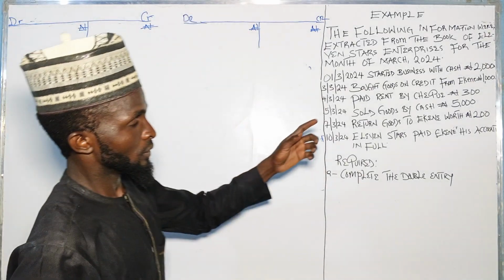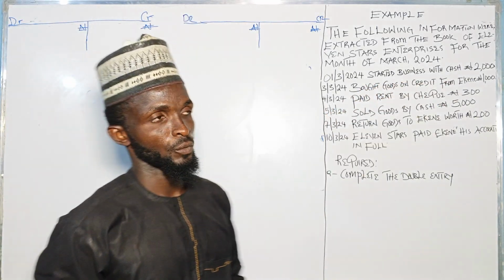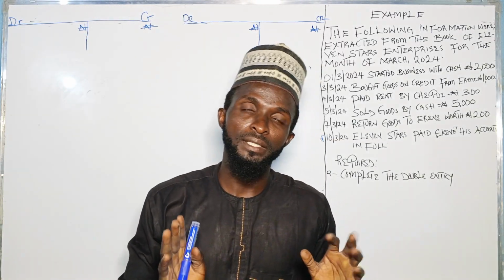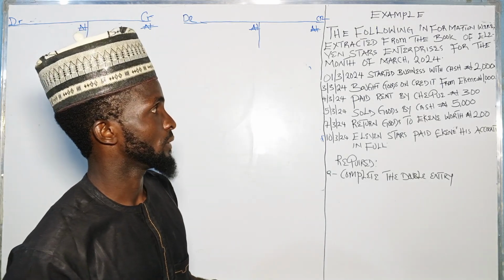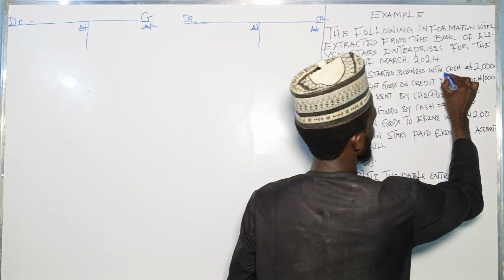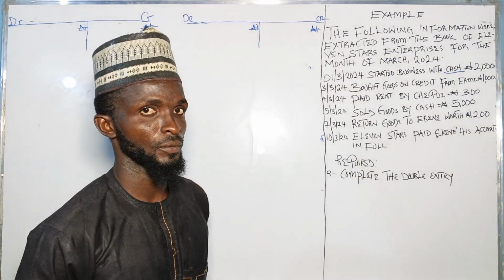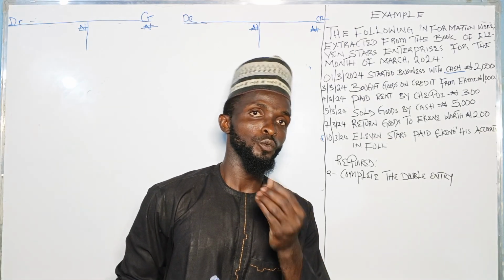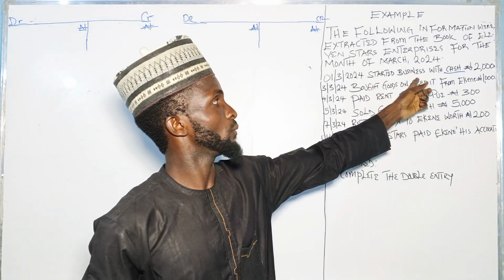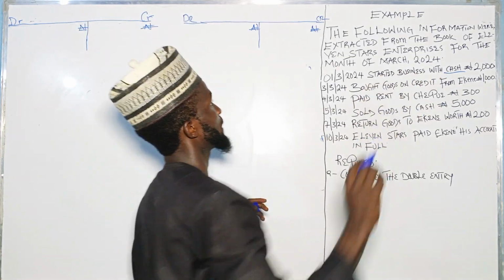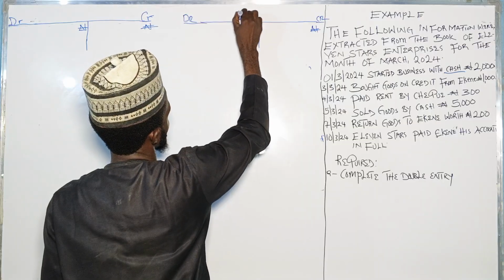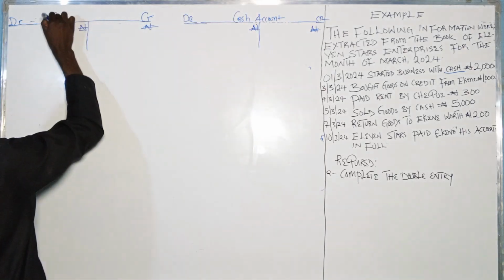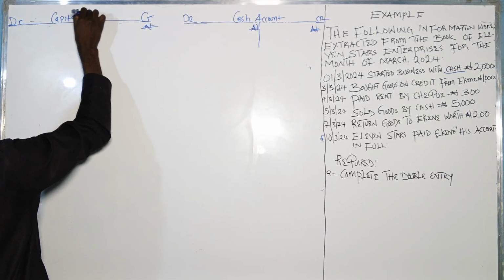So, started business with cash 2,000 naira. The first thing you need to do is to identify the relevant accounts in that particular transaction. What are the relevant accounts here? Definitely the cash account is involved. After the cash account, which account? Remember I told you the money you started business with, we call it capital. So since they started here, we are going to open the cash account and the capital account.